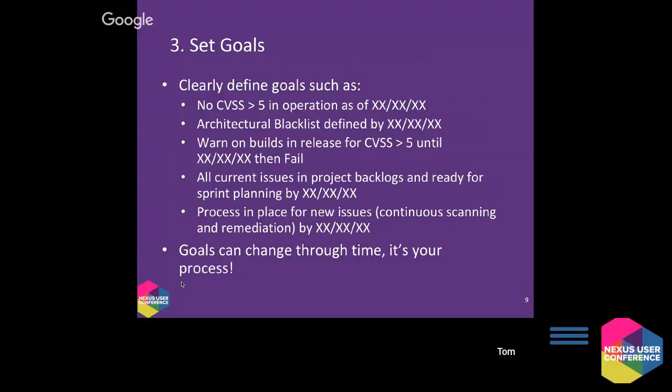Another one: all current issues in project backlogs and ready for sprint planning. If you don't have these findings in the hands of the development teams, be it the Scrum Masters or the team members themselves, then they're not going to be able to prioritize. They're not going to get into the sprints, and they're not going to be remediated. And then finally, have a process in place for any new issues. This isn't a one-time process or situation. Remediation has to start, so really we're trying to kickstart and move forward.